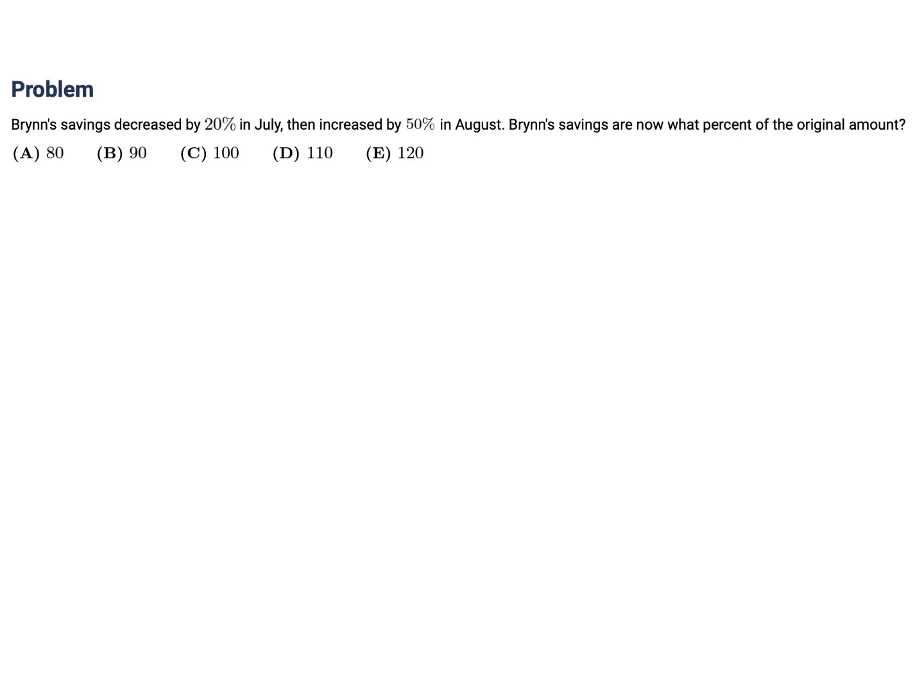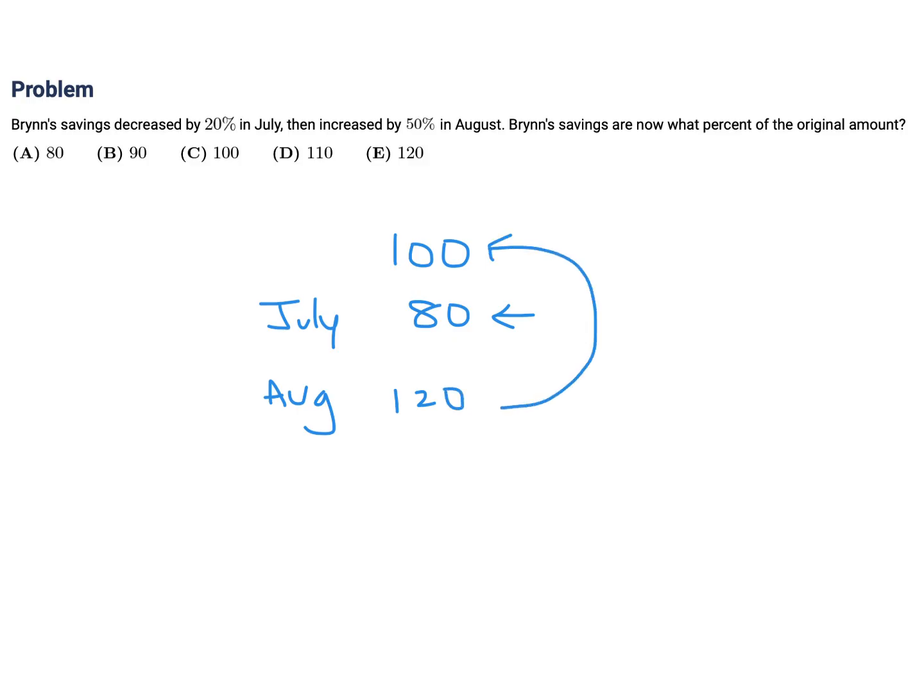Brin's savings decreased by 20% in July, increased by 50% in August. Brin's savings are now what percent of the original amount? So let's just say that Brin had $100 initially, and then in July decreased by 20, so went down to 80. And then in August went up by 50% from this amount, so 50% of that is 40. So 40 plus 80 is 120. So now they want you to compare these two guys, and that obviously is 120 percent of the original. So that would be E.